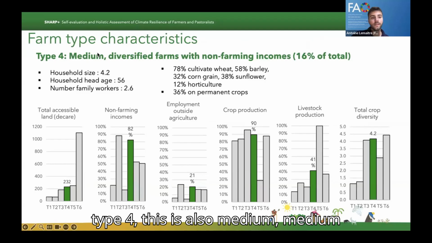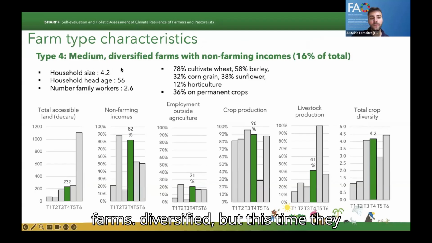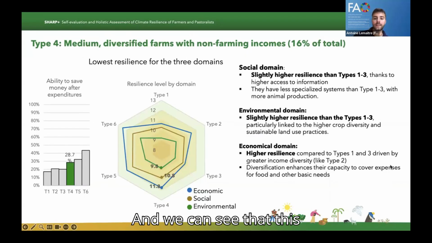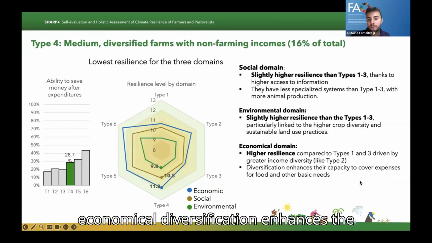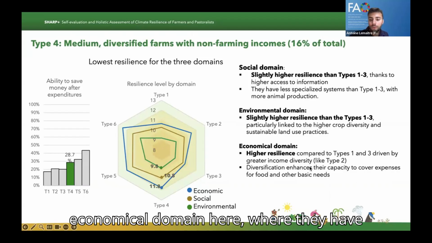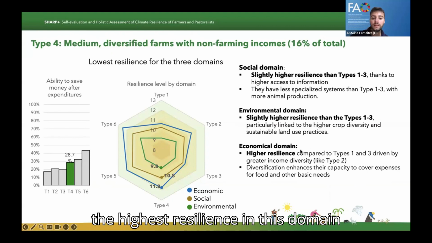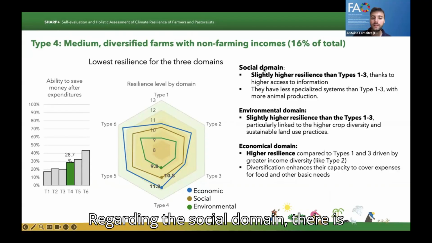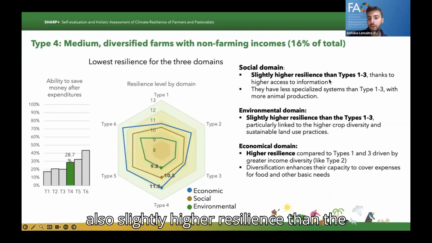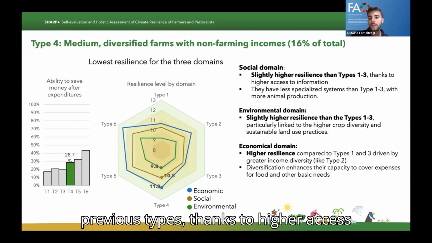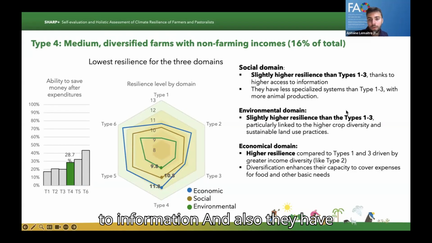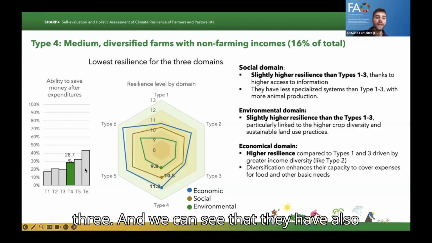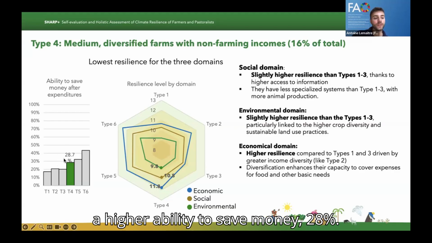For the type 4, this is also medium farms, diversified, but this time they have non-farming incomes in addition. And we can see that this economical diversification enhances the economical domain here, where they have the highest resilience in this domain compared to the type 1 and 3. Regarding the social domain, there is also a slightly higher resilience than the previous types, thanks to a higher access to information, and also they have less specialized system than type 1 and 3. And we can see that they have also a higher ability to save money, 28%.